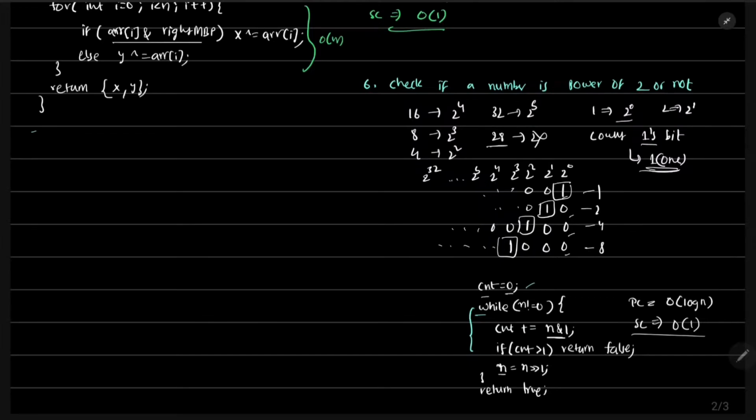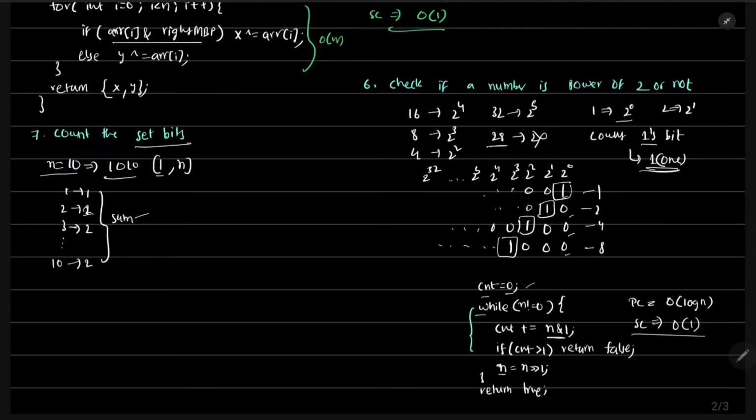Now let's go to the 7th problem. That is, count the set bits, right? So for 10, it is 1010. But the trick here is you have to count the set bits from 1 to the given number n, right? So for 1, it is 1. For 2, it is 1. For 3, it is 2. And so on. You have to count until 10. You have to sum up all this and return the value.